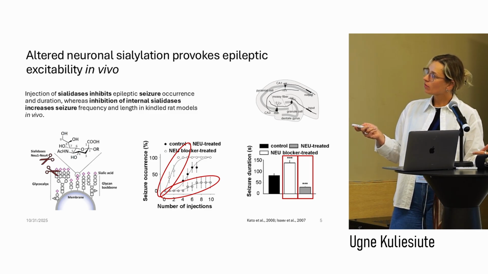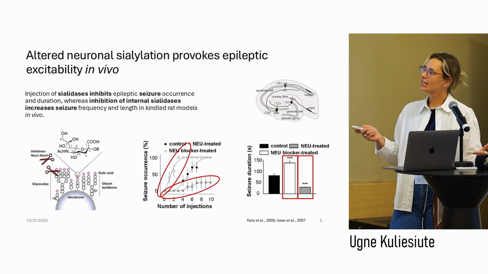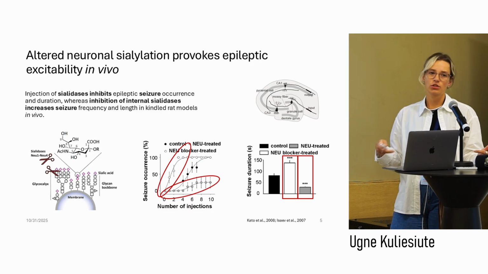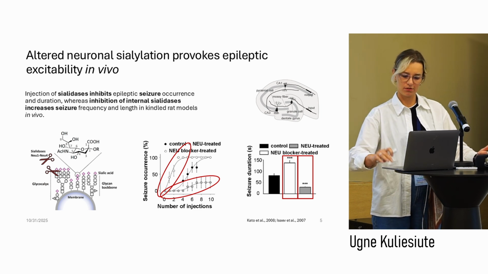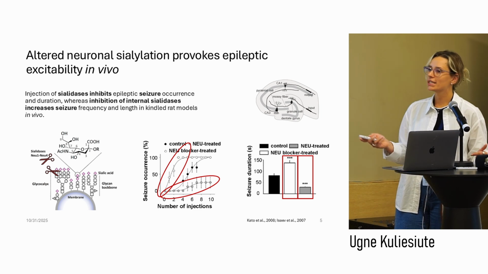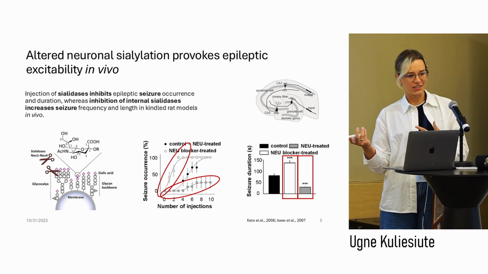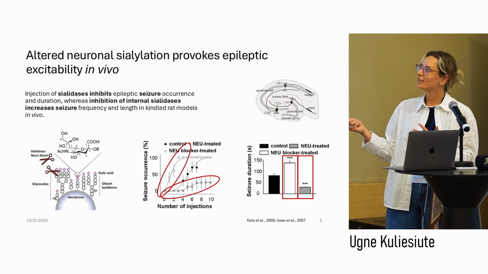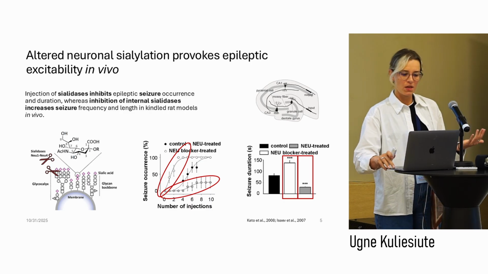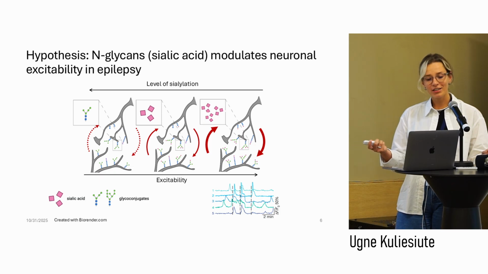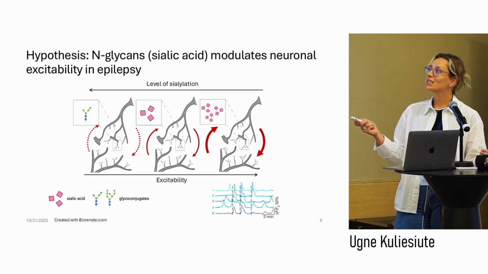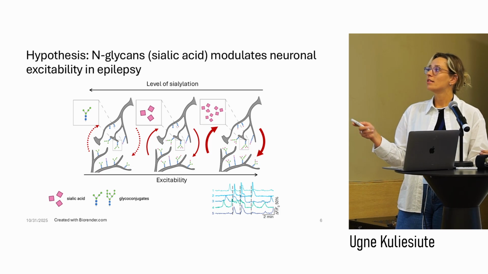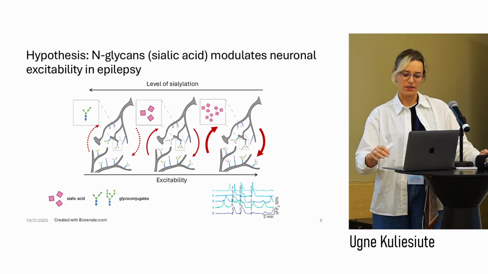Once the researchers injected sialidases, the occurrence of the seizures dropped, and the duration also dropped significantly. The opposite result was obtained once the sialidases were blocked. There was a lot of sialic acid, and then the occurrence of the seizures increased, and so did the duration. It all comes into one picture, into the hypothesis that N-glycans, and sialic acid specifically, modulate neuronal excitability. Simply said, the more sialic acid we have, the higher the excitability of the network.